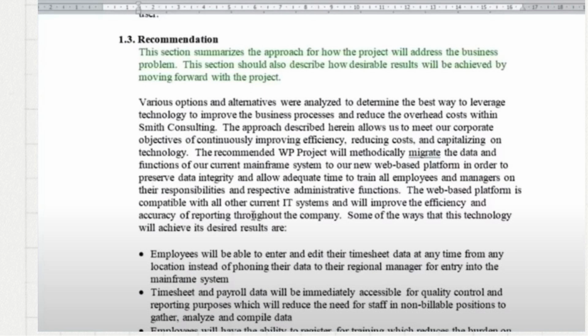This is very important. The ultimate objective here, at a corporate level, is improving efficiency, reducing costs, and capitalizing on technology. Since some technology is already in place, the question is whether it can be leveraged to achieve these business objectives. This must have given you an idea of the problem area, why this project was initiated, and how it aligns with Smith Consulting's overall objectives.